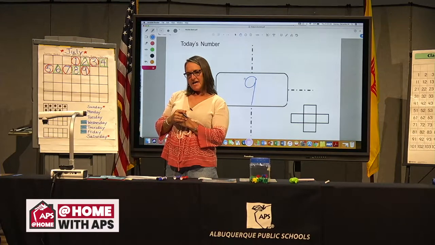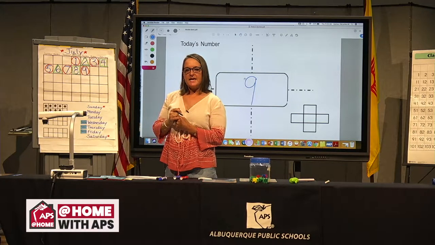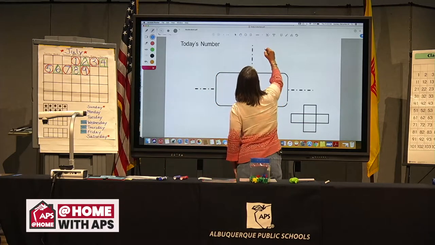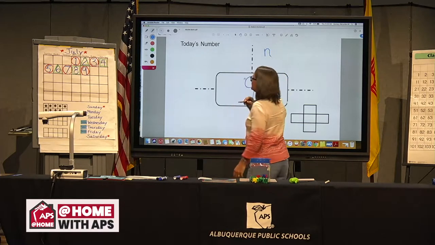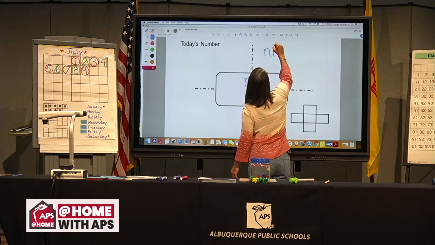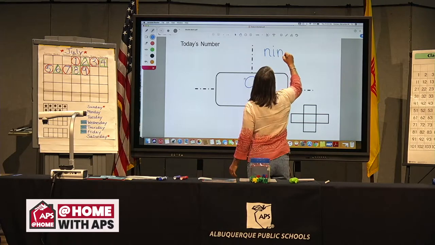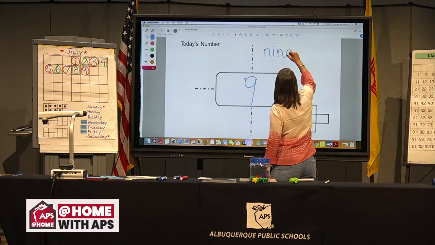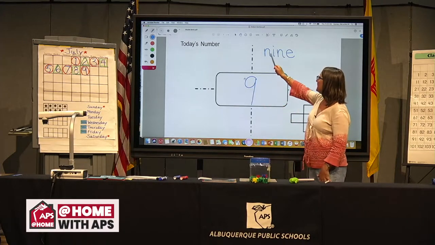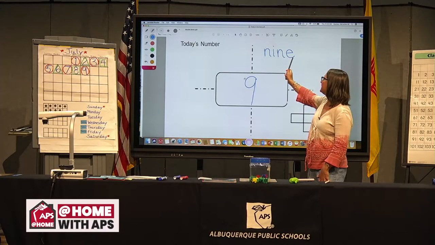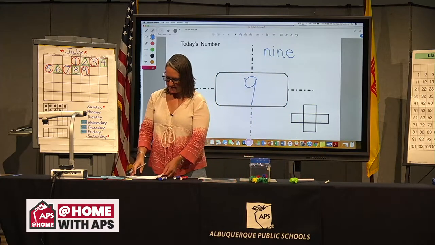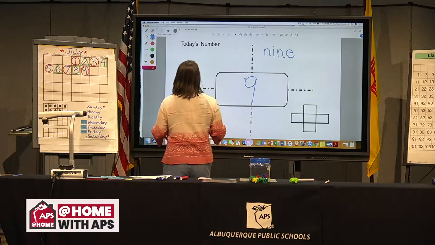And how do we write 9 as a word? What sound do you hear first? N-n-ine. I hear an N to start, right? N. What makes that next sound? N-ine. An I, right? I hear an I. Then we get another N. And at the end, we have that silent E that helps the I make its I sound. So this is how we spell 9 as a word. N-I-N-E, 9.